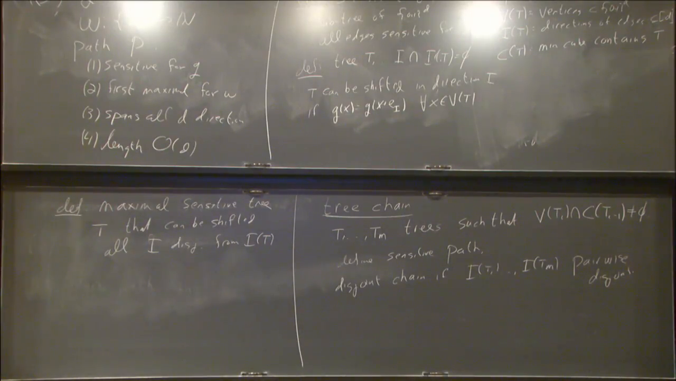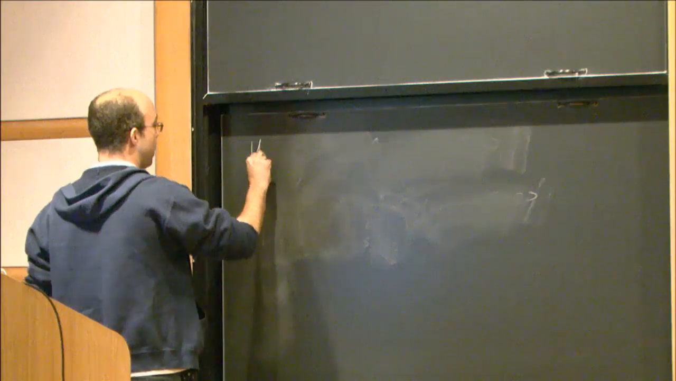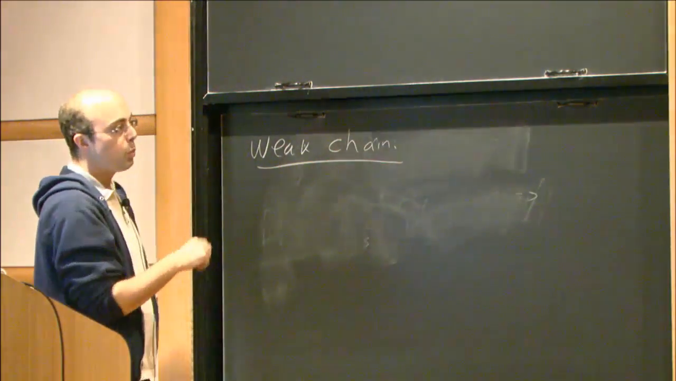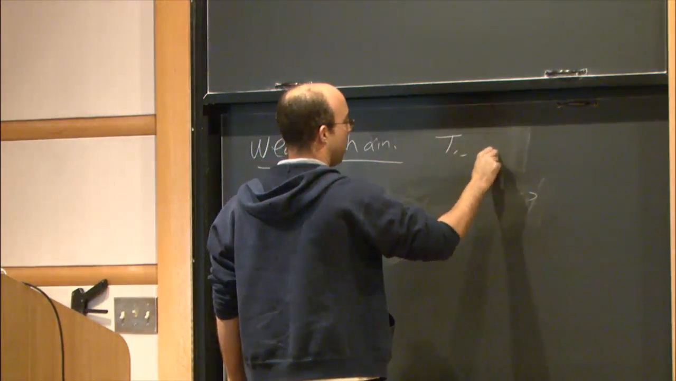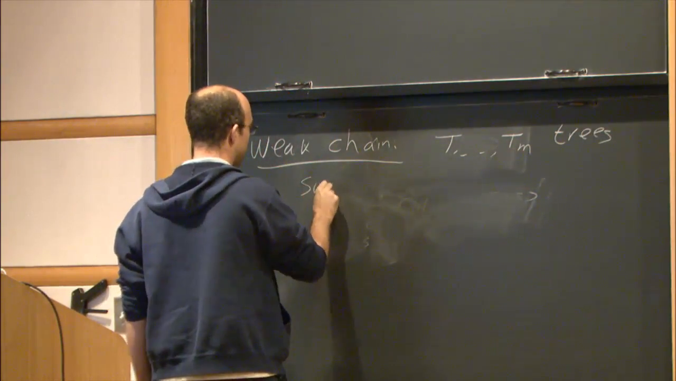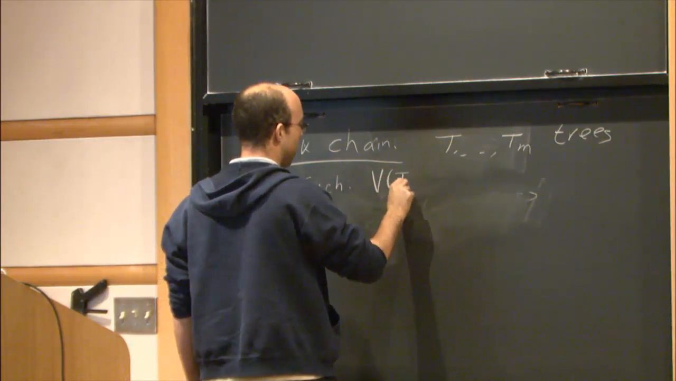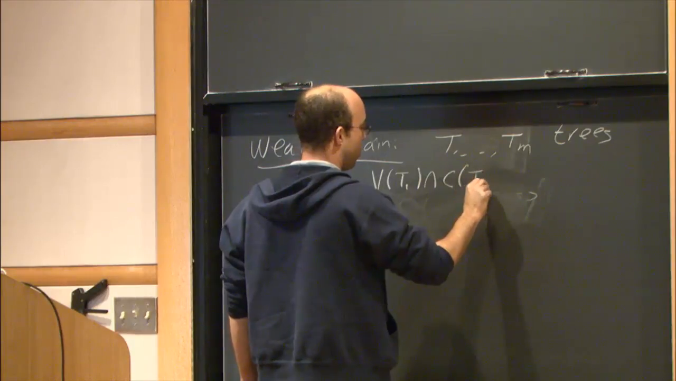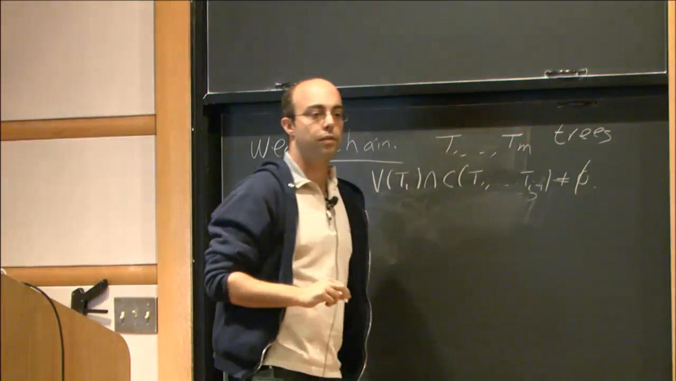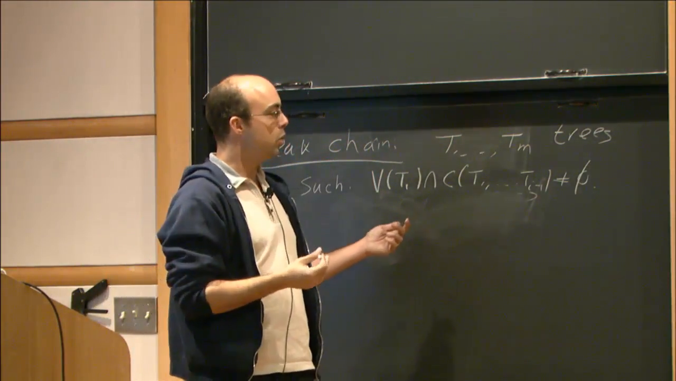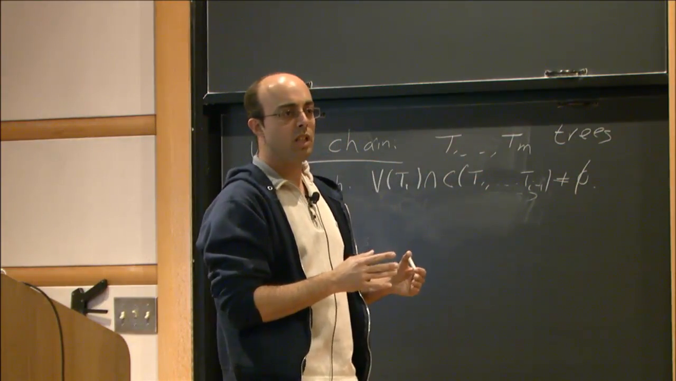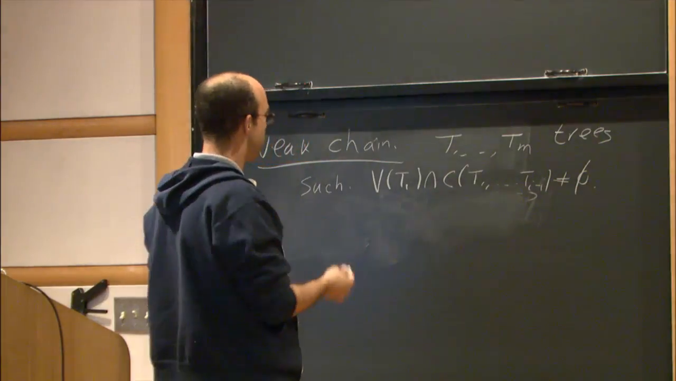So now to go in the other direction, we will need, unfortunately, something we call a weak chain. So what is a weak chain? It's a chain that has weaker properties. So we have, again, trees T1 up to Tm, but now we require that the vertices of Ti should intersect the cube of all the previous trees, T1 up to Ti minus 1. Okay? So we can't only use the previous one, we have to use all of the previous directions. I mean, we don't want to get this, but this is what we get.